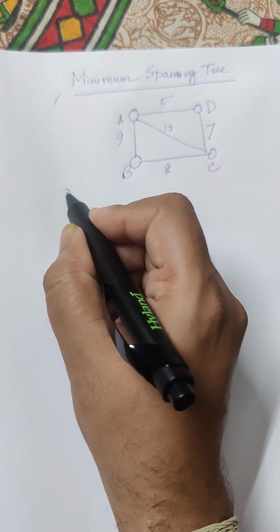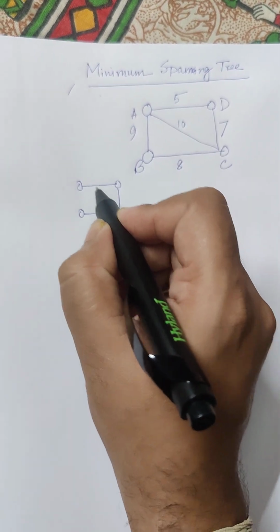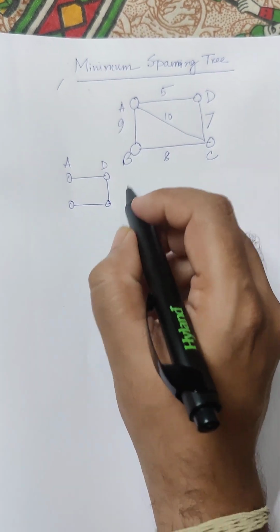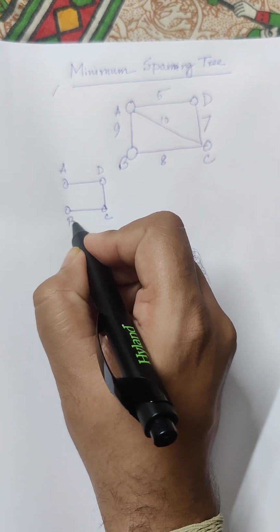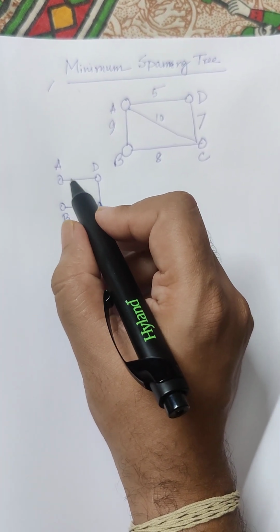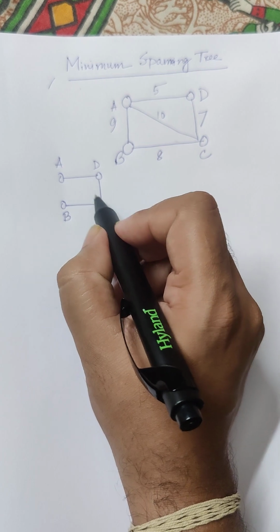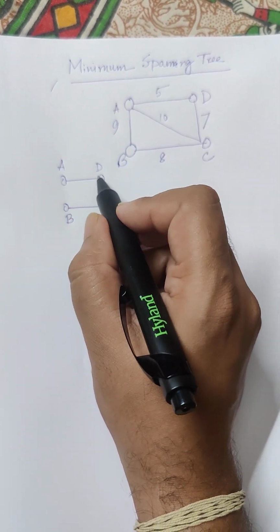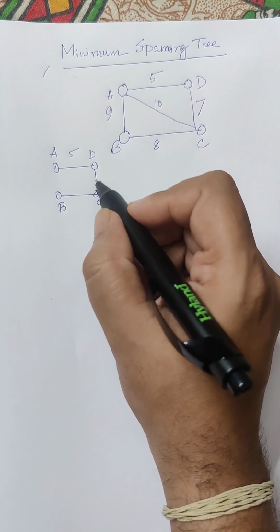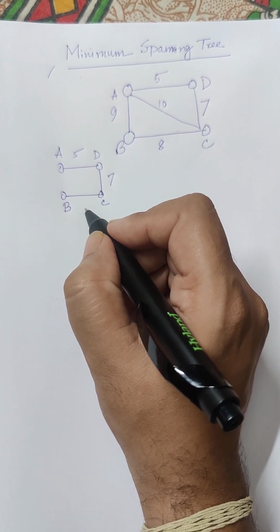So if you just think properly, you can make something like this. Suppose this is our A, this is our D, this is our C, this is our B. You can go from A to B via this path. Although you have not made them directly connected, you can go A to D via this path, which is 5 units. You can go D to C, which is 7 units. You can go C to B, which is 8 units.